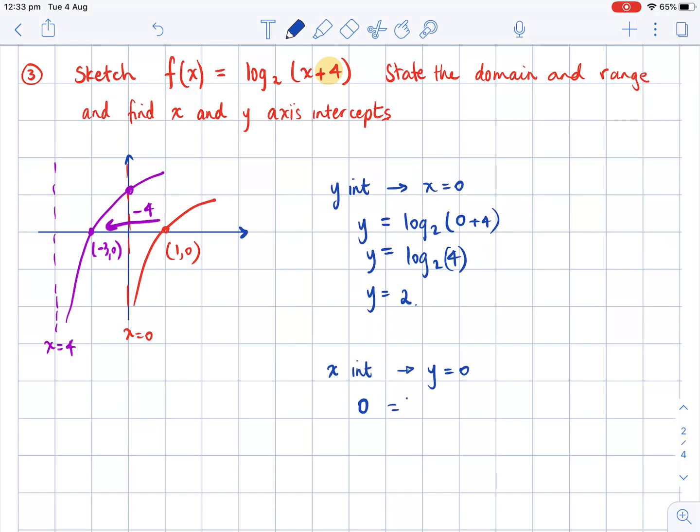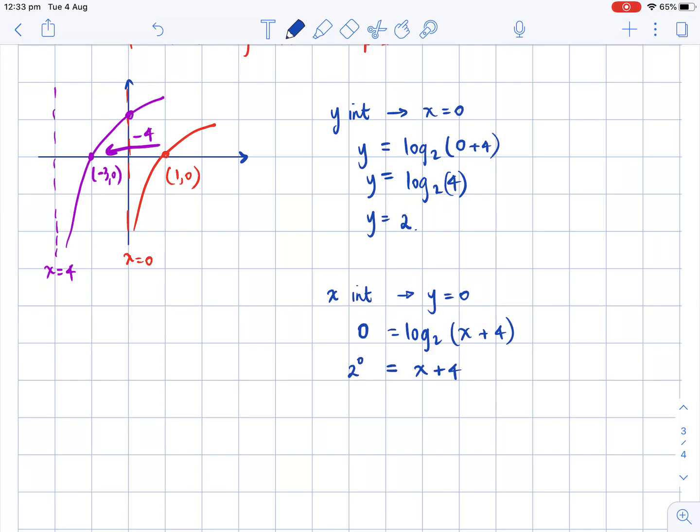So write my equation, log to the base 2 of x plus 4. Now here I'm going to put each value to the power of 2, which cancels out the log, which gives me 1 equals x plus 4, and then subtract 4 from both sides, x equals negative 3. So that quick sketch graph before matches with what we've just found.